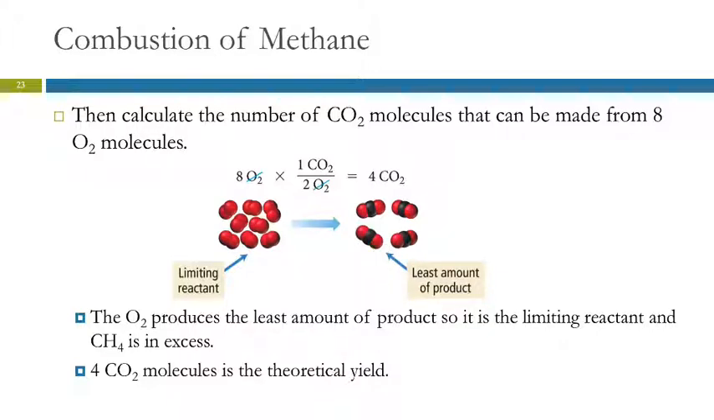4 CO2 molecules is less than 5 CO2 molecules. Like 4 pizzas is less than 5 pizzas. We can only make 4 of these because we ran out of oxygen. Just like we ran out of the sauce in making the pizzas. So the oxygen is the limiting reactant. This amount of product is the theoretical yield. Everything goes perfectly, that's the most we could make. Any questions?